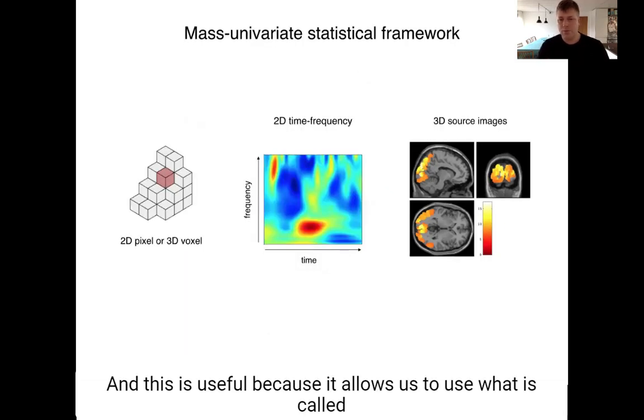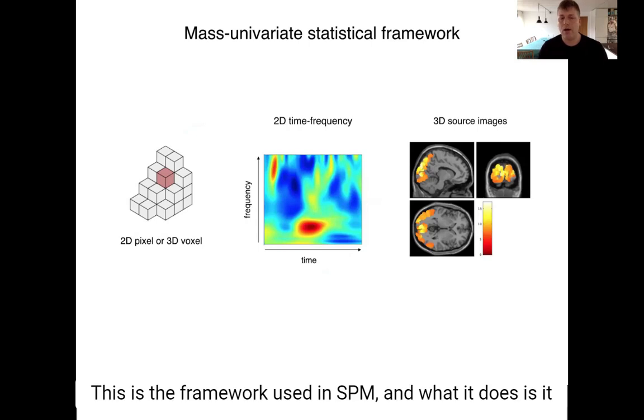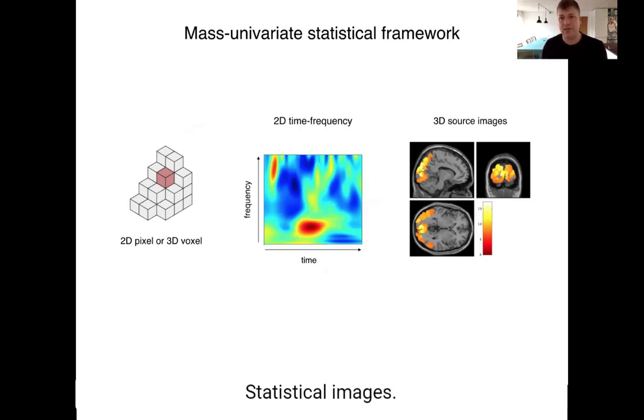And this is useful because it allows us to use what is called a mass univariate statistical framework. And this is the framework used in SPM, and what it does is it fits the model, the GLM, to each pixel or voxel in our data images to produce statistical parametric maps, so statistical images.